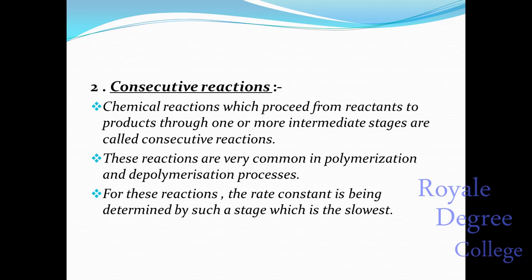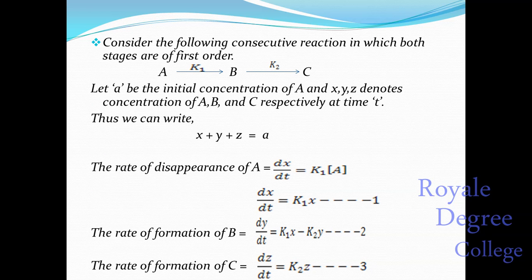The second reaction we will see now is consecutive reactions. Chemical reactions which proceed from reactants to product through one or more intermediate stages are called consecutive reactions. These reactions are very common in polymerization and depolymerization processes. For these reactions, the rate constant is determined by the stage which is the slowest. Consider the following consecutive reaction in which both stages are of first order.